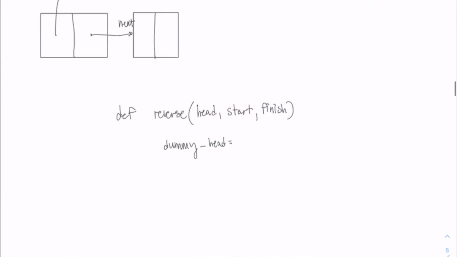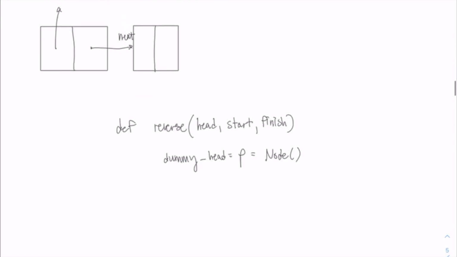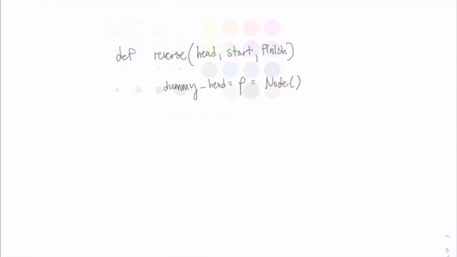So once we've created dummy head, we should equate it to an iterator variable that we'll be discussing in the later code that's equal to p, and we'll set both of these equal to the node definition that we just defined earlier. So we have dummy head, and this is the head node that will be always at the head of our linked list no matter what, and we'll call it dummy head.